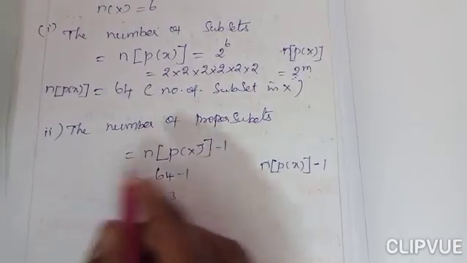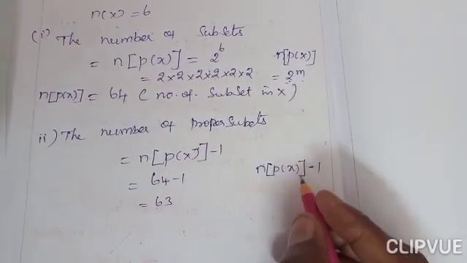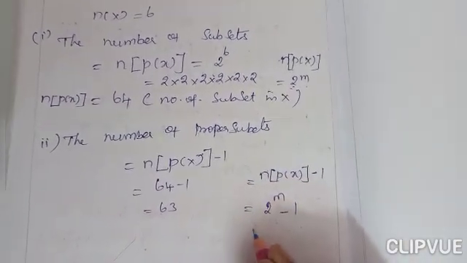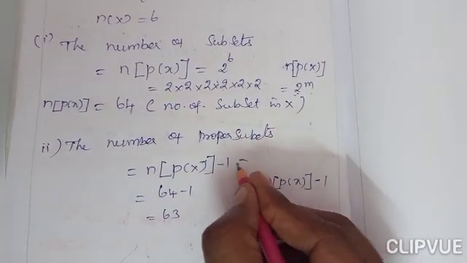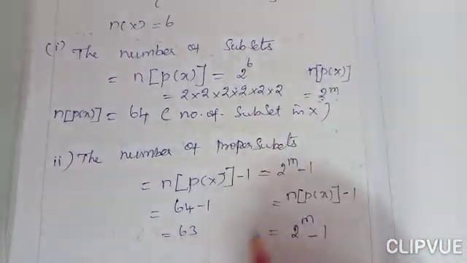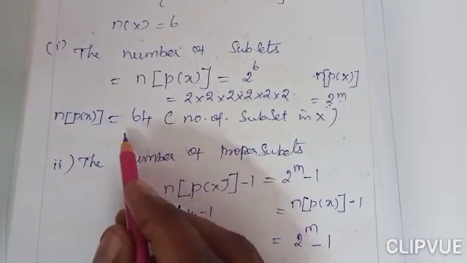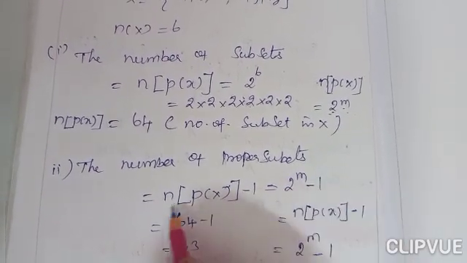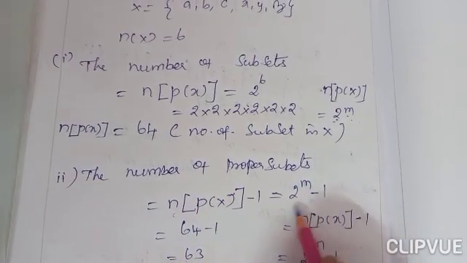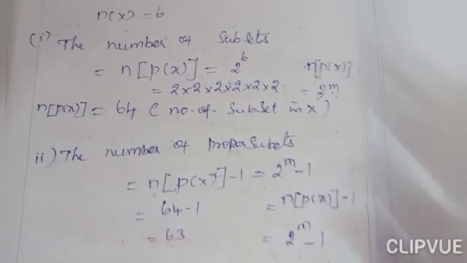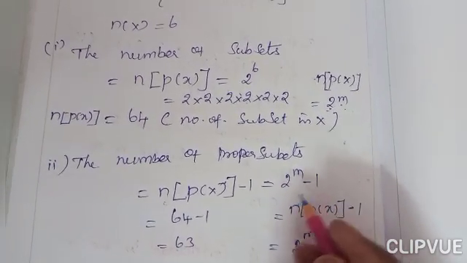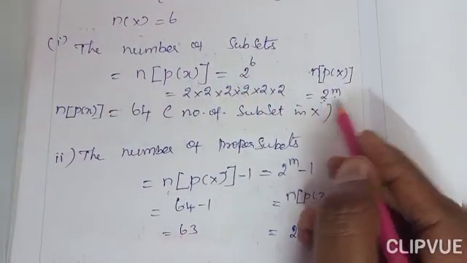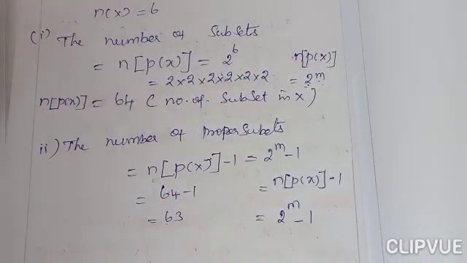After that, the number of proper subsets. The formula is 2 to the power n(P(X)) minus 1. We are writing this as 2 to the power m minus 1. What is 2 to the power m? We already got 64. So the number of proper subsets equals 2 to the power m minus 1. Any one of these you can write. Very simple. You can keep it in your mind without any confusion. So 64 minus 1 gives 63. The number of subsets formula is 2 to the power m. The number of proper subsets formula is 2 to the power m minus 1.